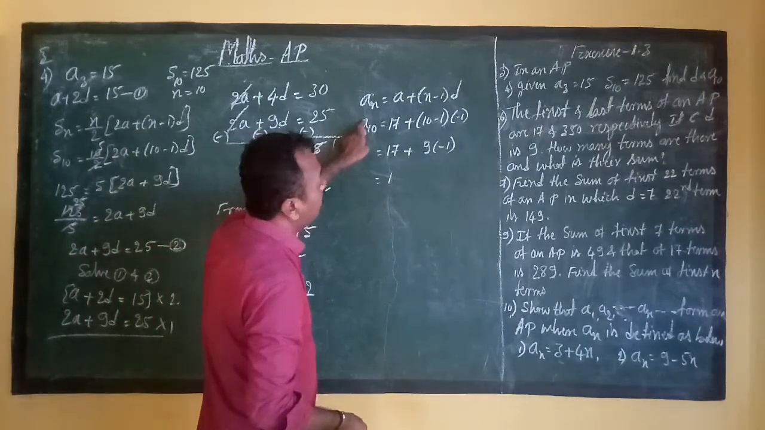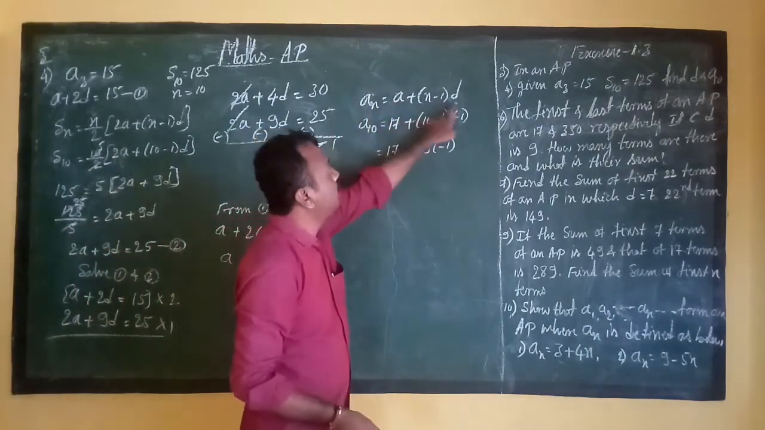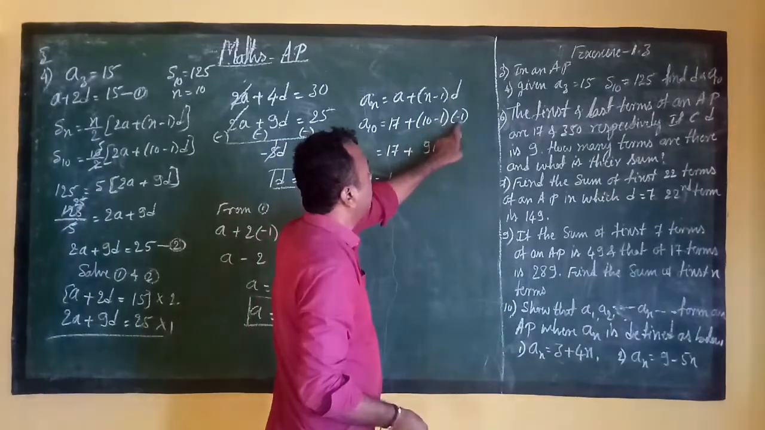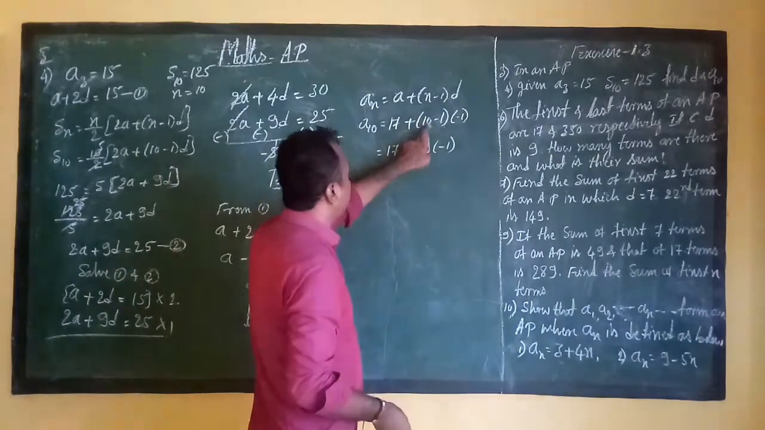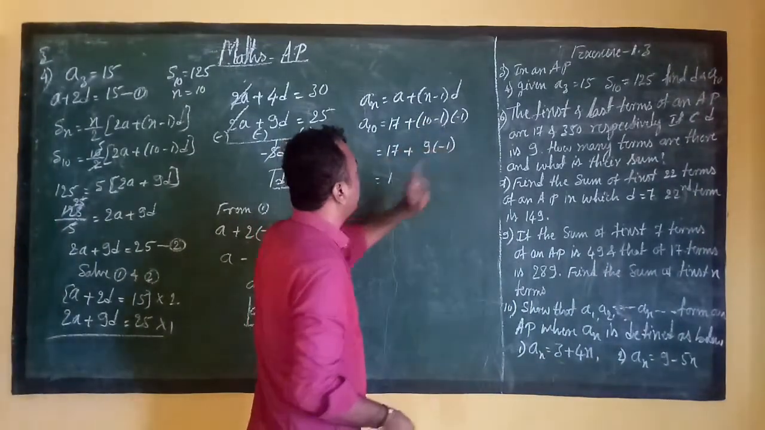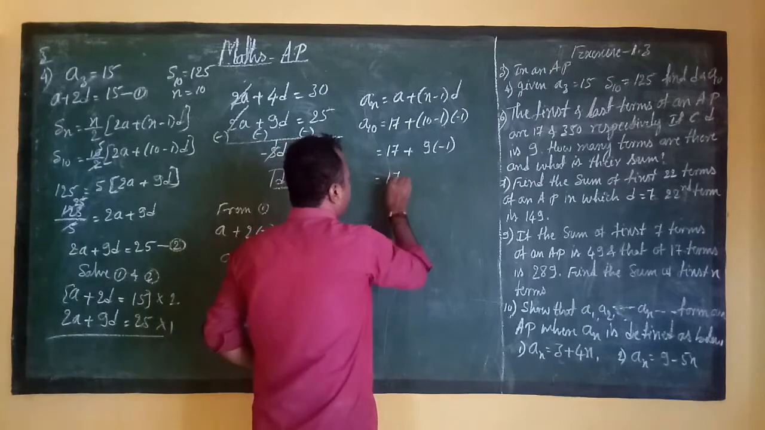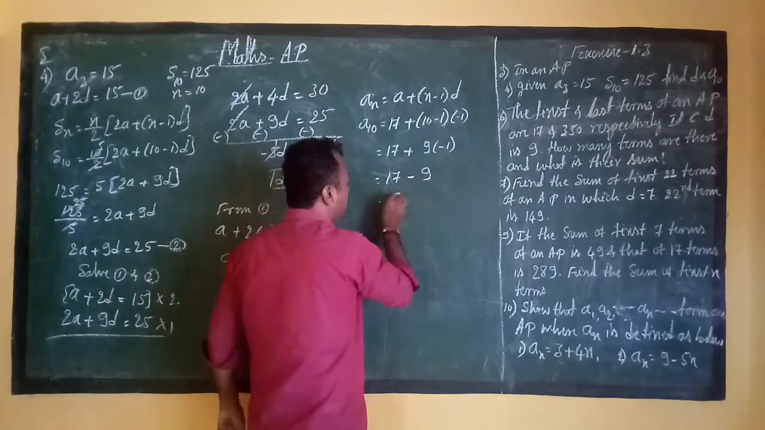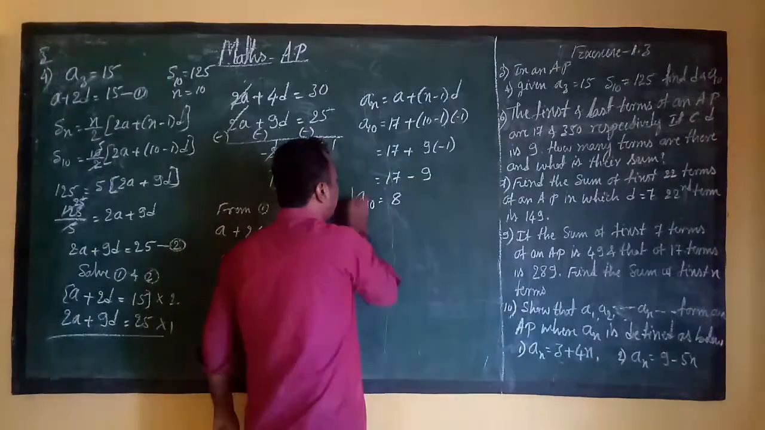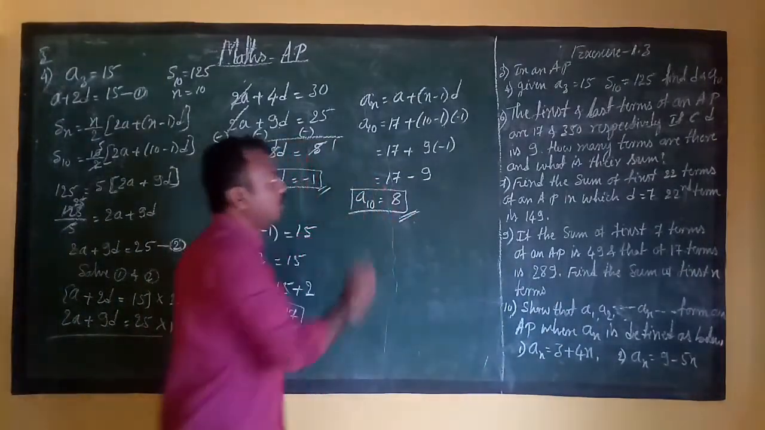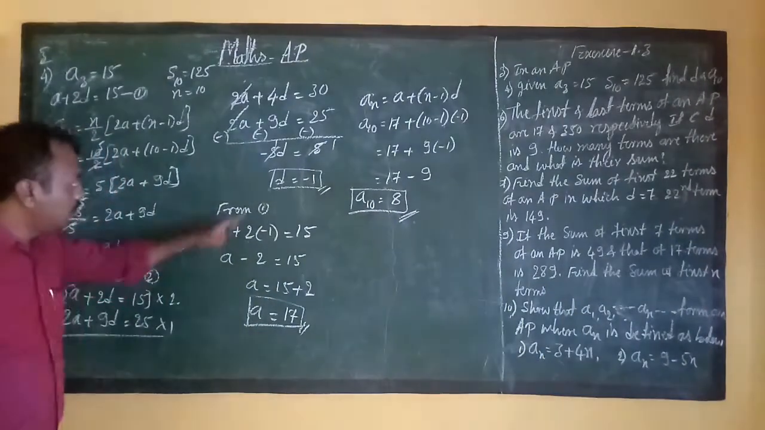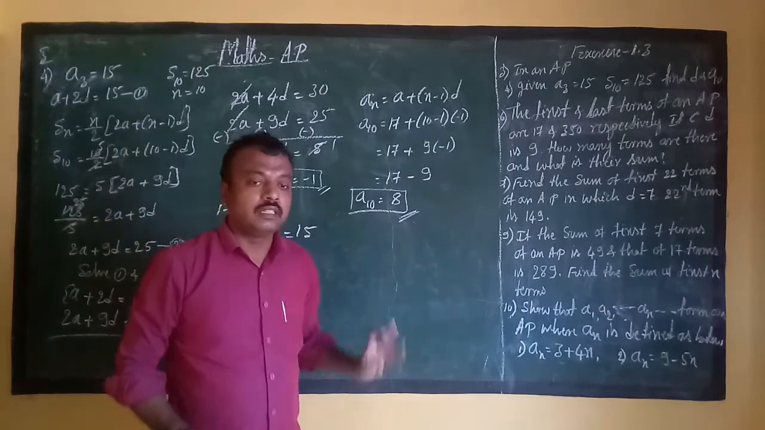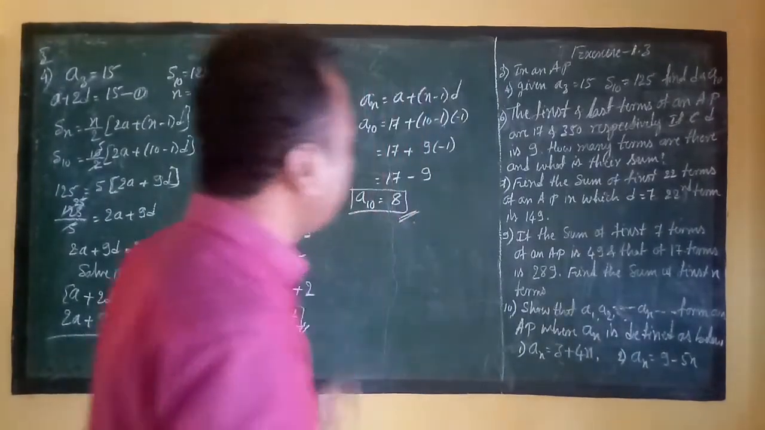So a10 we have to calculate. an is equal to a plus n minus 1 into d. So a10 is equal to 17 plus 10 minus 1 into minus 1. So n means 10, 10 minus 1 is 9, 9 into minus 1. So then 17 plus into minus, minus 9 ones are 9. Then 17 minus 9 is 8. This is a10. Understand, students? So this is the value of d, and this is a, and this is a10. Understand? Yes. Next, we can go to question number 6.